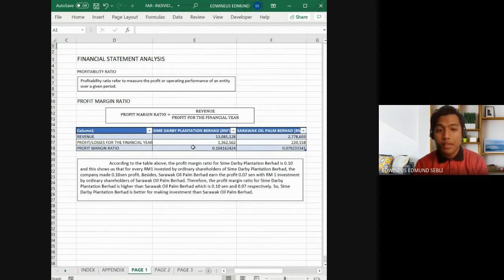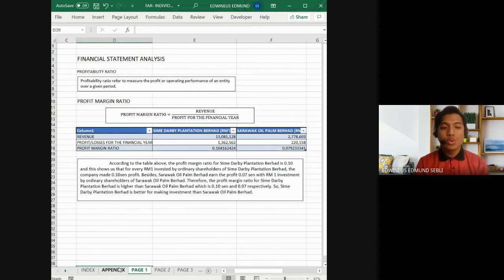According to the table above, the profit margin ratio for Samdabi Plantation Berhad is 0.10, and it shows us that for every RM invested by ordinary shareholders of Samdabi Plantation, the company made 10-cent profit. Besides, Sarawak Oil Palm Berhad earned 7 cents profit per RM invested by ordinary shareholders. Therefore, the profit margin ratio for Samdabi Plantation Berhad is higher than Sarawak Oil Palm Berhad, which is 10 cents and 7 cents respectively. So Samdabi Plantation Berhad is better for making investment than Sarawak Oil Palm Berhad.